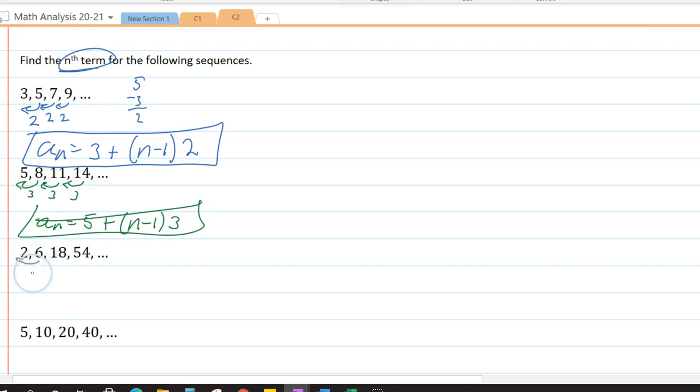Next, we try subtracting. 6 minus 2 is 4. 18 minus 6 is not 4. In fact, I don't even care what it is. It's not 4. The fact that it's 12 doesn't matter. I do not have a common difference. So we get rid of those and we try dividing. 6 divided by 2 is equal to 3. Do it again. 18 divided by 6 is also equal to 3. And for completion's sake, do it one more time. 54 divided by 18 is also equal to 3.